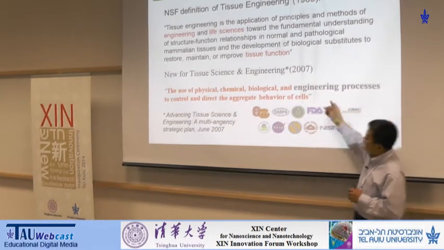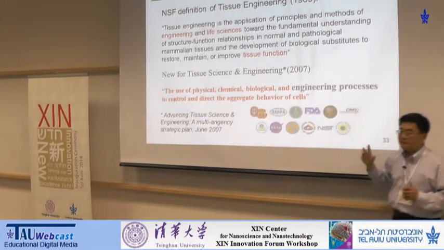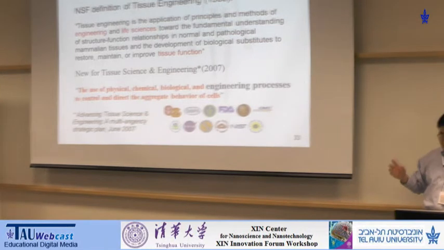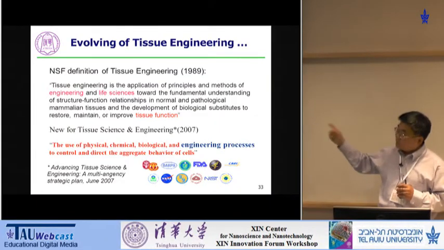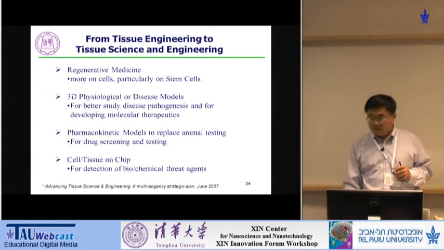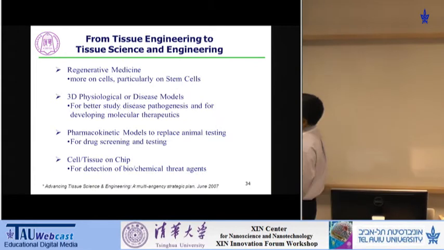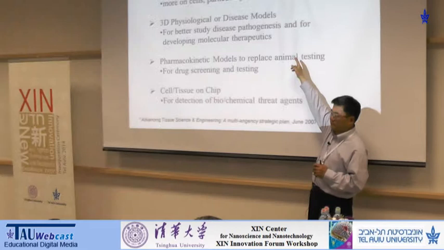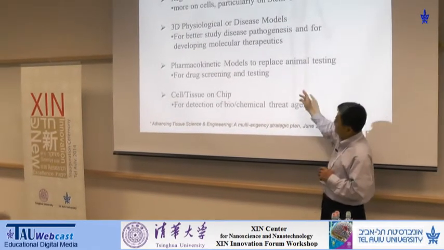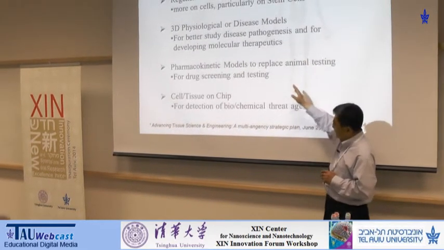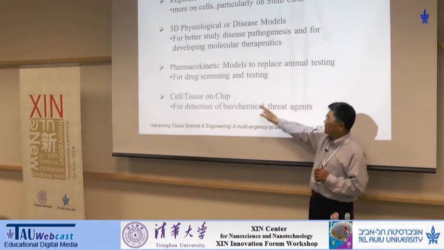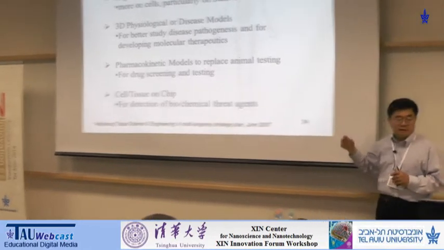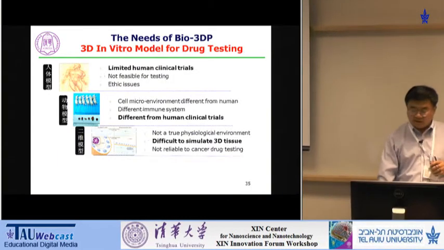They are also adding science, because they think cell biology plays a very important role. However, the engineering process is key here. With that new definition, it's not just functional tissue as we had at first; it includes disease models. People use it for disease and drug test models, and we have cell and tissue on chip. And today it goes even further.